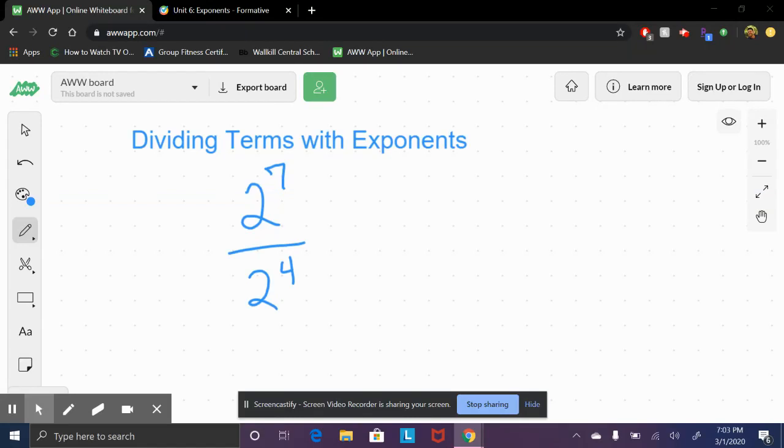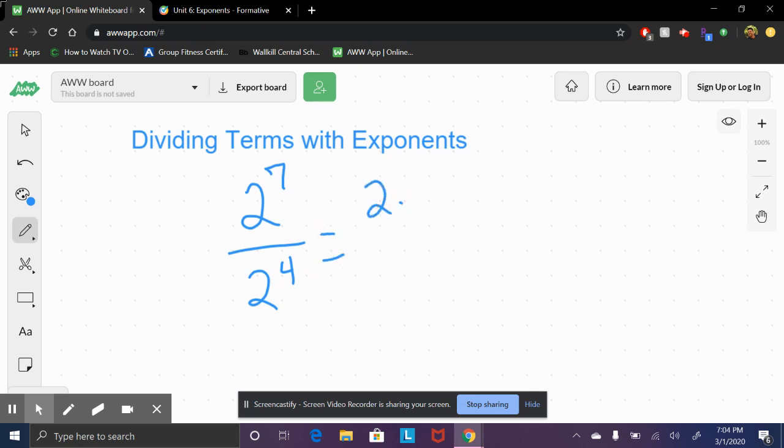In today's video, we're going to be dividing terms with exponents. So we're going to use similar rules to the ones when we multiplied, except you're going to see a slight difference when we divide. Again, we're going to expand these terms out. So we have a fraction here, 2 to the 7th divided by 2 to the 4th. I'm going to write it out expanded.